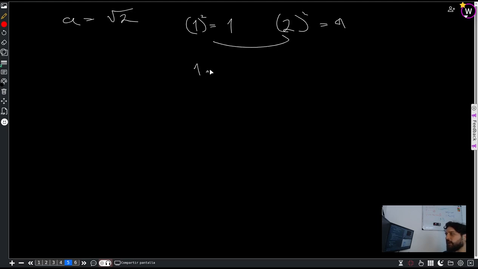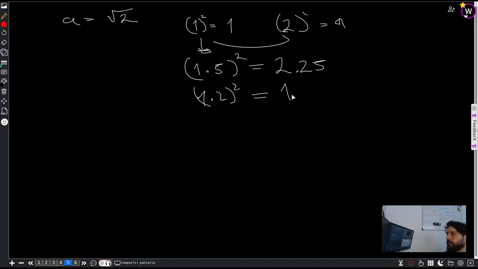So let's say we try 1.5 squared, which is 2.25. So we know that the number is between 1 and 1.5, right? This is thinking kind of like a program. You could program this to search for that number, no? And then you know it is lower than 1.5 and bigger than 1. So let's try 1.2 squared, and this would be 1.44. So now you know it's between 1.2 and 1.5.